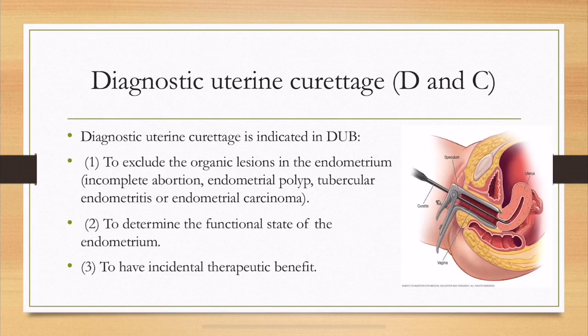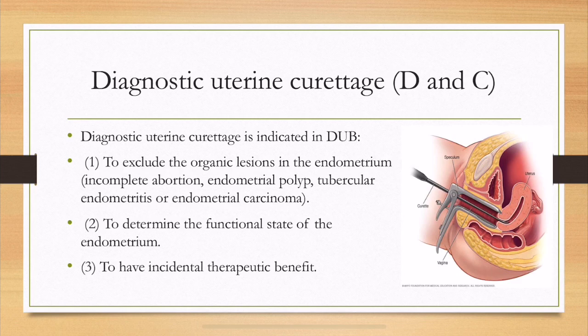Diagnostic uterine curettage, D and C, is indicated in dysfunctional uterine bleeding. We have three things. First, to exclude the organic lesions in the endometrium. So in dilatation and uterine curettage, we exclude the organic lesions: incomplete abortion, endometrial polyps, tubercular endometritis, and endometrial carcinoma can be excluded.